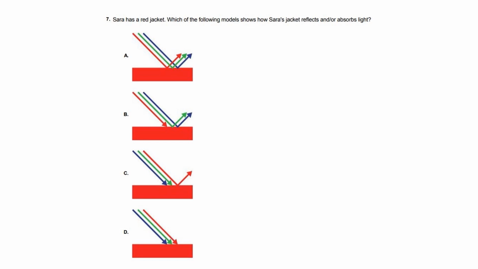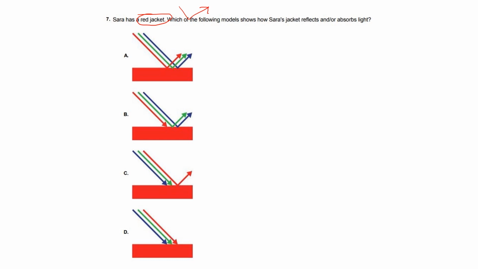7. Sarah has a red jacket. Which of the following models shows how Sarah's jacket reflects and or absorbs light? Remember, if her jacket is red, that is what's being reflected back to our eyes. And then all the other colors are being absorbed. So let's see which one shows that.